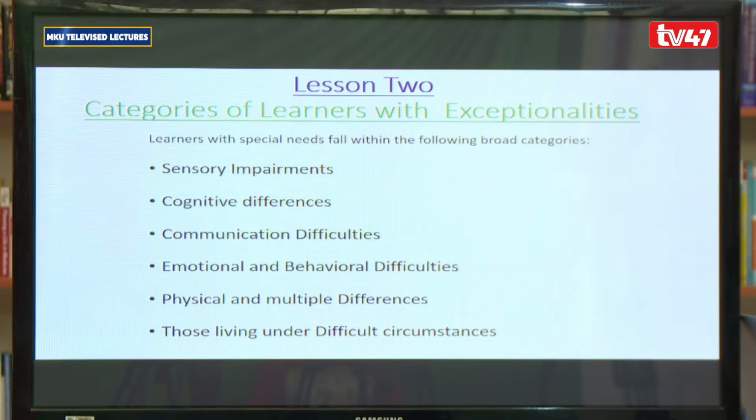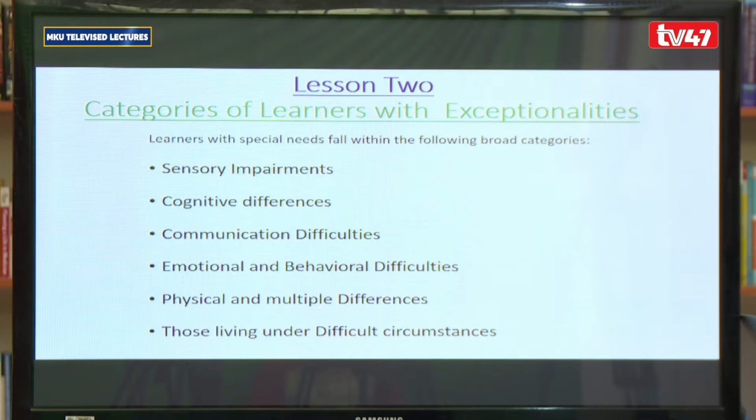First, we're saying learners with special needs fall within the following broad categories. They are broader categories because in some of these categories we'll have smaller categories. First, we look at the sensory impairments. Then we have cognitive differences. Then communication difficulties, emotional and behavioral difficulties, physical and multiple differences, and finally we have those living under difficult circumstances.